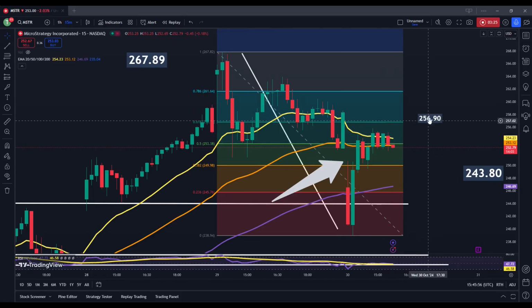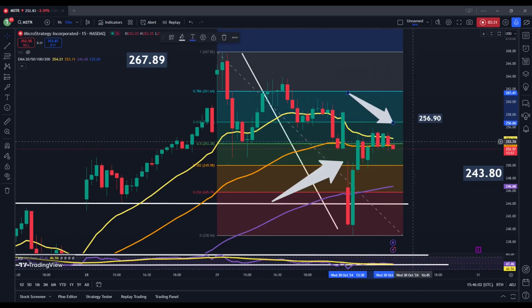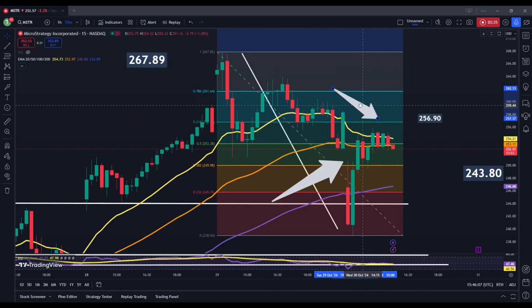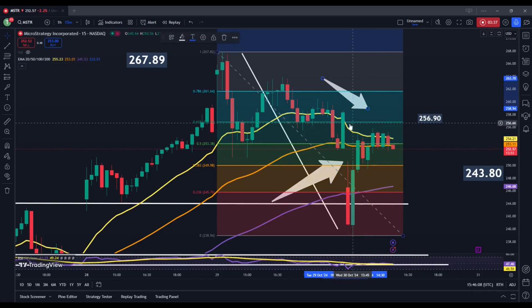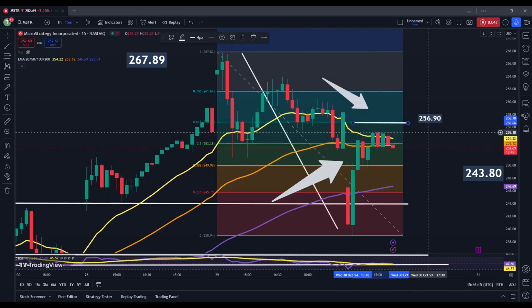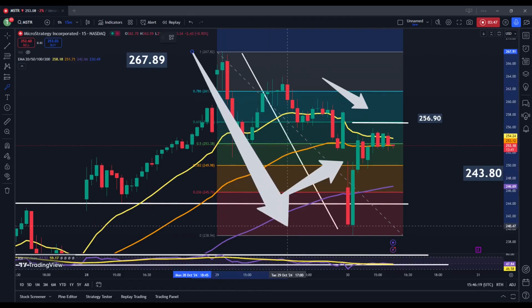The reason that I point to this level specifically is that if we did break above here, that would then put us above all four of the major exponential moving averages. That would also put us firmly above that 20-period EMA. And in addition to that, we would also be breaking above the 61.8% Fibonacci retracement of this declining price move. So that would be this price movement here.